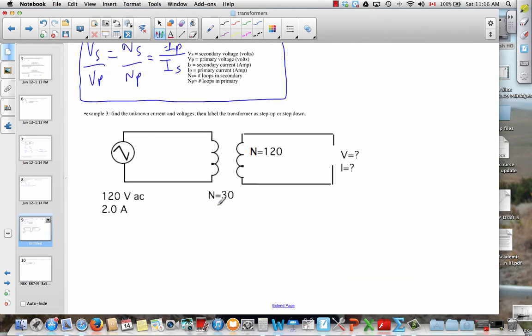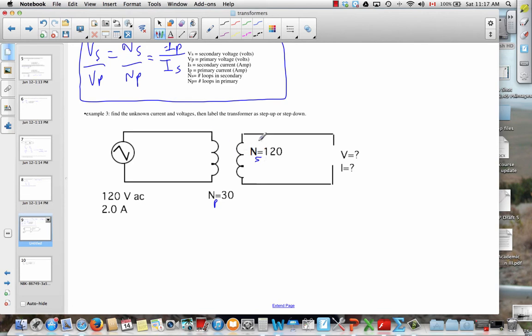So simple example. Let's say we have, so this is wall voltage, 120 volts. We're drawing 2 amps. We run it through a transformer. This is the primary loops. This is the secondary loops. So you can see that it's 120 over 30. So that's a ratio of 4.